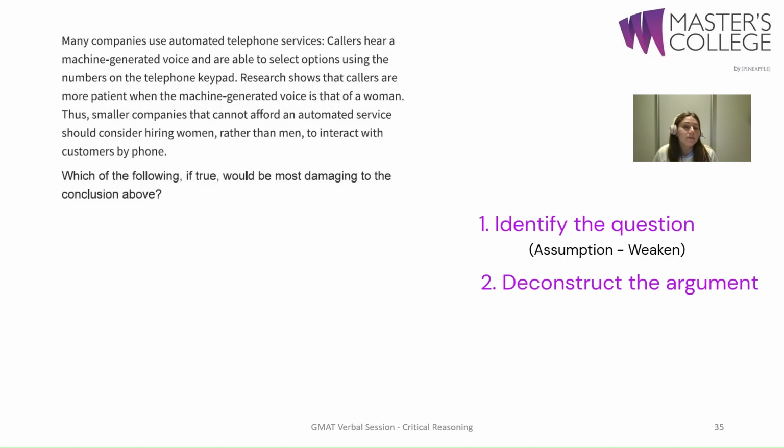We also have a premise, and remember that the premise is factual information that basically provides support for the conclusion. In this case, the premise would be: research shows that callers are more patient when the machine generated voice is that of a woman. And the rest would be background information.